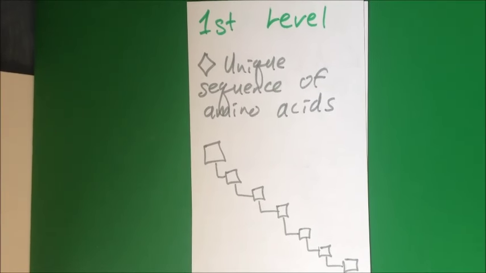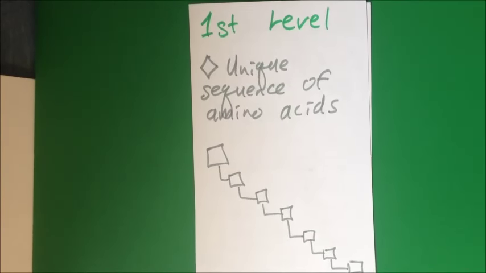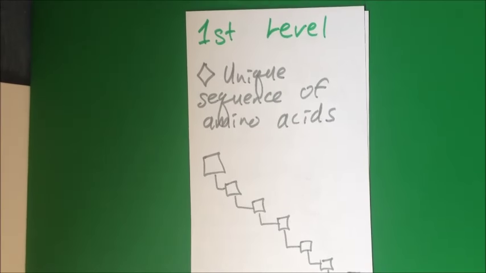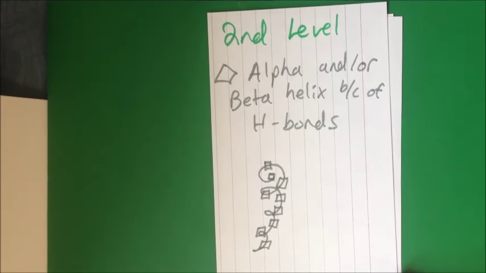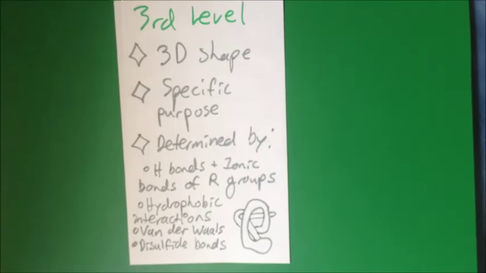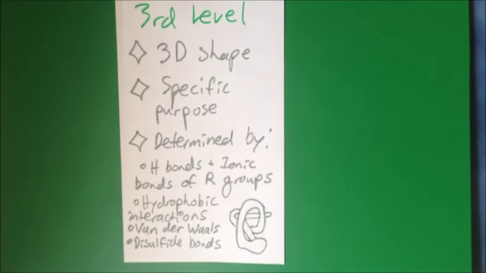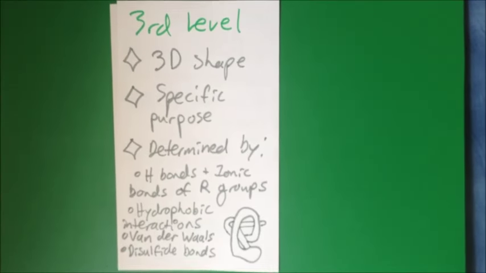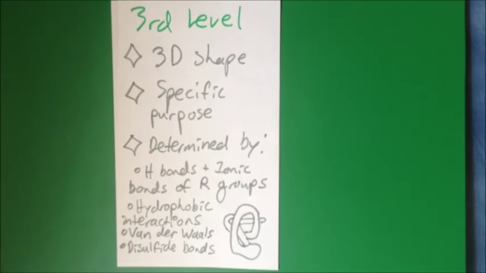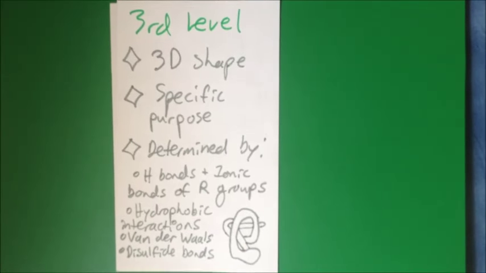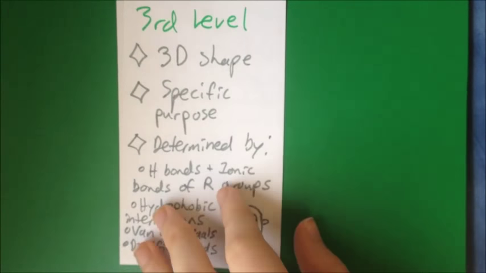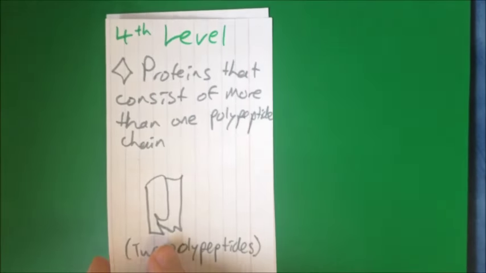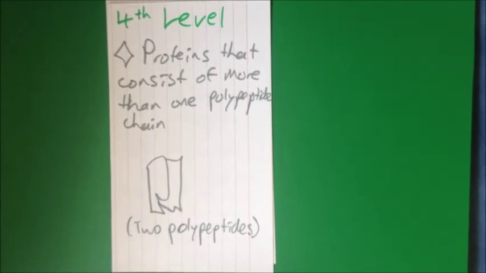The primary level is the unique sequence of amino acids in a chain for one specific protein. The secondary level includes an alpha helix and or a beta helix, which is arranged via the hydrogen bonds. The tertiary level includes the 3D shape, which assigns the protein its specific purpose. The shape is determined by hydrogen bonds and ionic bonds of R groups, hydrophobic interactions, van der Waals forces, and disulfide bonds. The quaternary structure are the proteins that consist of more than one polypeptide chain.